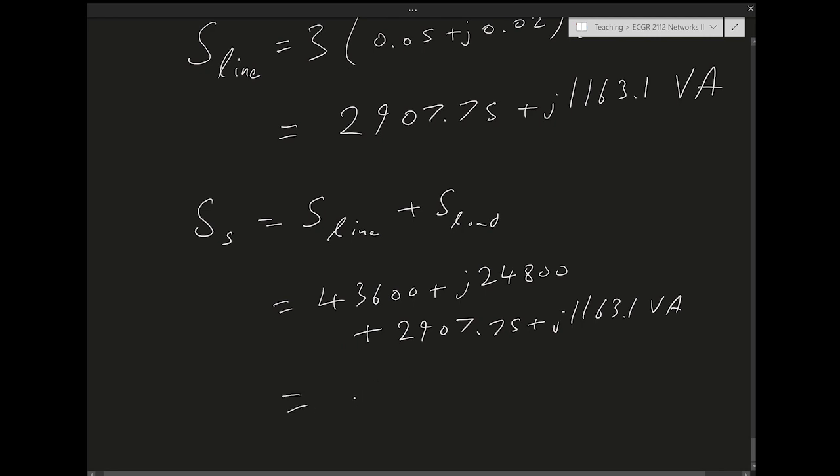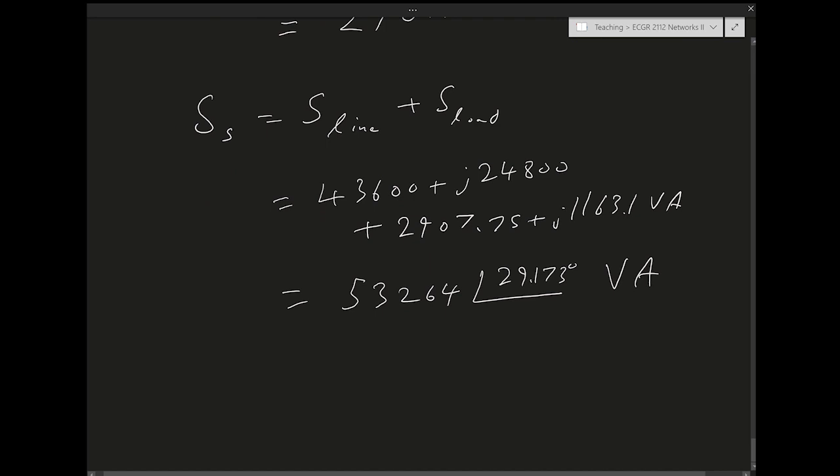We get 53,264 with an angle of 29.173 degrees VA. Okay. All right. So what's VLS in this case? What's the line voltage at the source? Line or line to line voltage, the same thing.